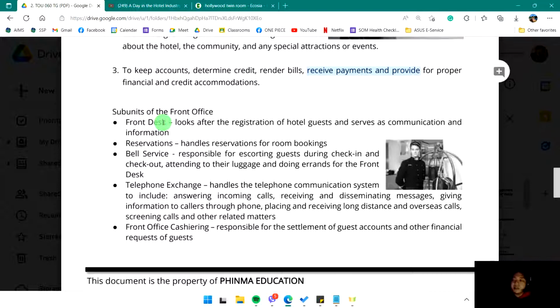Kaya sila nasa likod kasi since calls ang ginagawa nila, may tendency na mag-ingay or malakas ang boses. So as not to disturb the guests inside the lobby area, they are located at the back of the house or the back area natin.